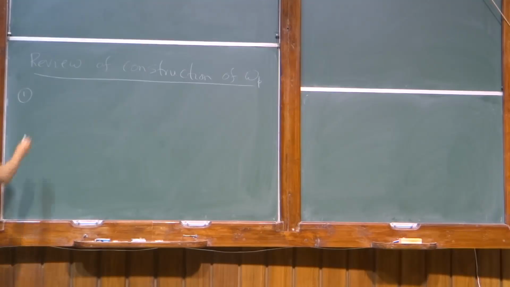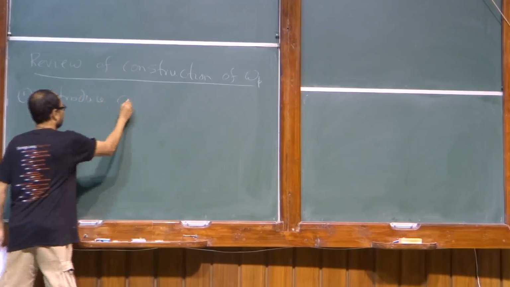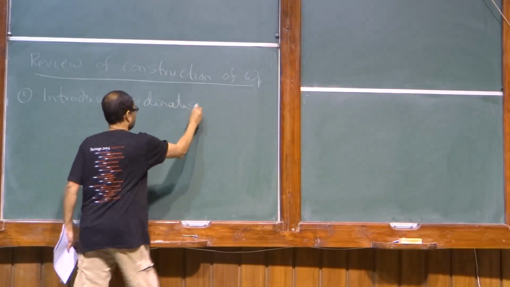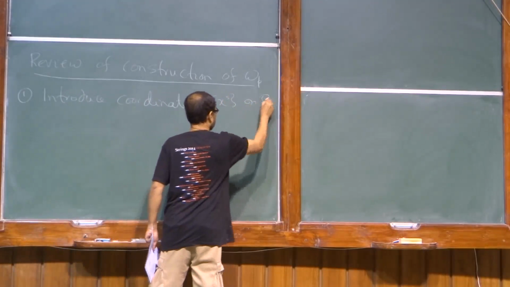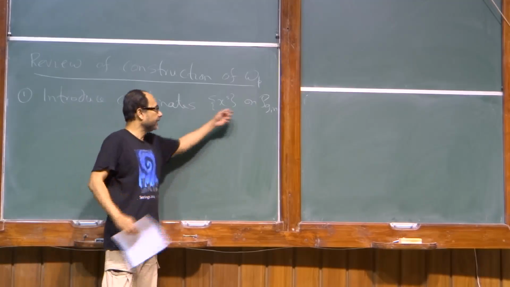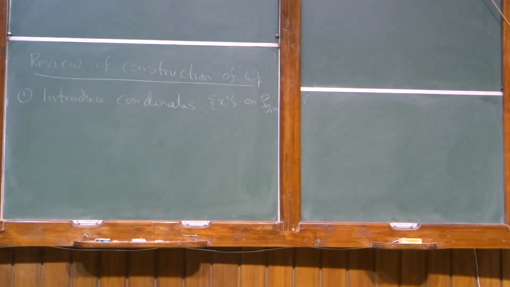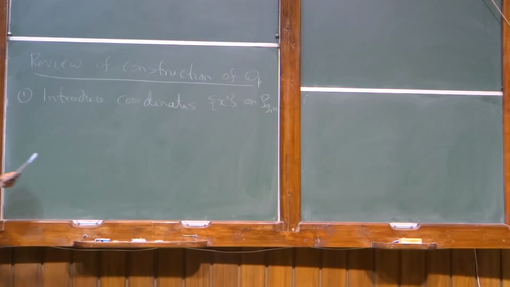So the first step is to introduce coordinates, which are denoted by x's on PGN. So there are of course infinite number of coordinates, because PGN is an infinite dimensional space. So there will be infinite number of coordinates on this space PGN. So let me be more specific about what we mean by introducing coordinates on PGN.